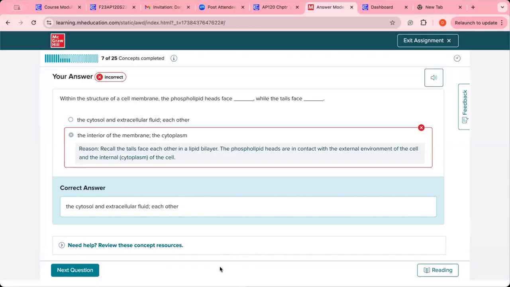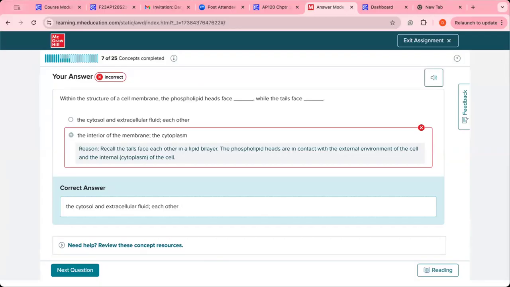So recall that the tails face each other. The phospholipid heads are in contact with the external environment of the cell. So, okay, the tails face each other on the inside of the fluid. Oh yeah, the tails face each other. So that would be the second part of the question. Okay, I got that wrong. The tails face each other.